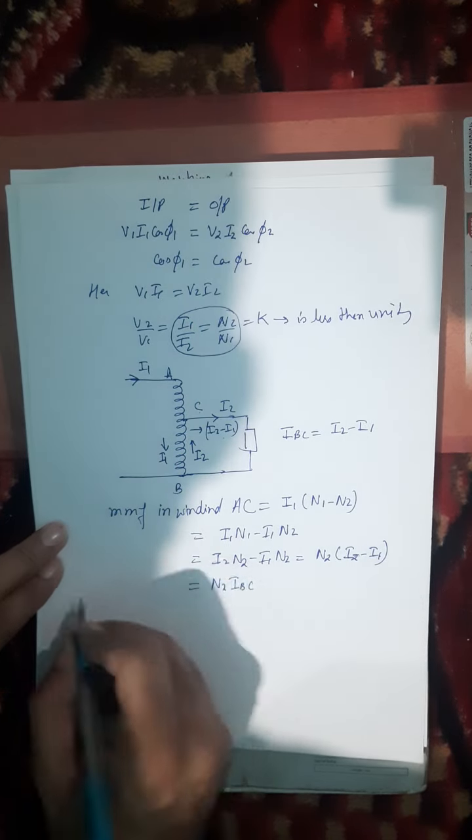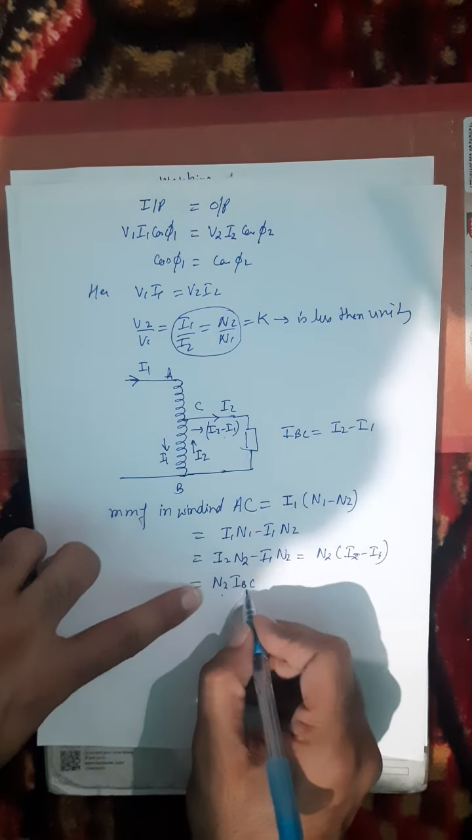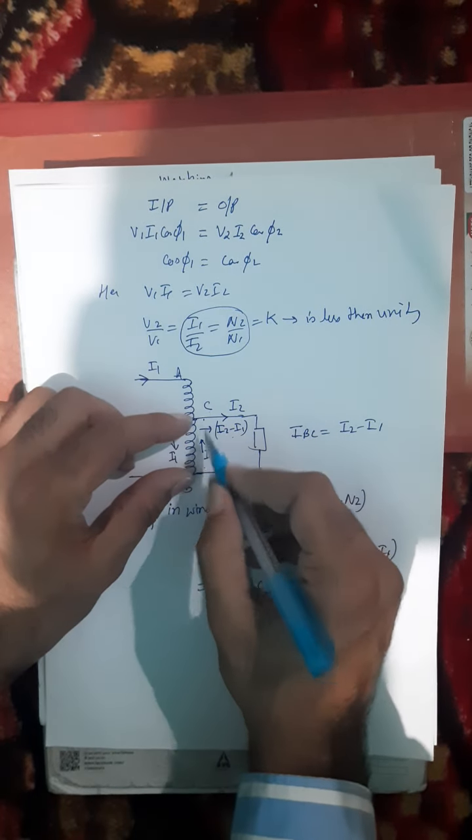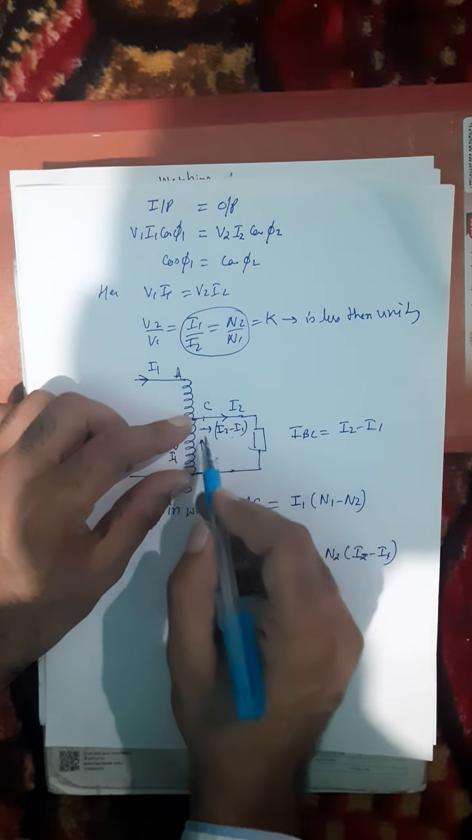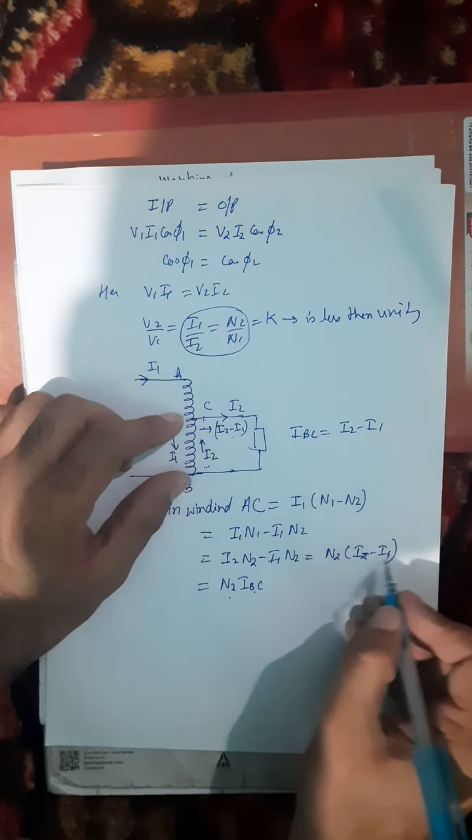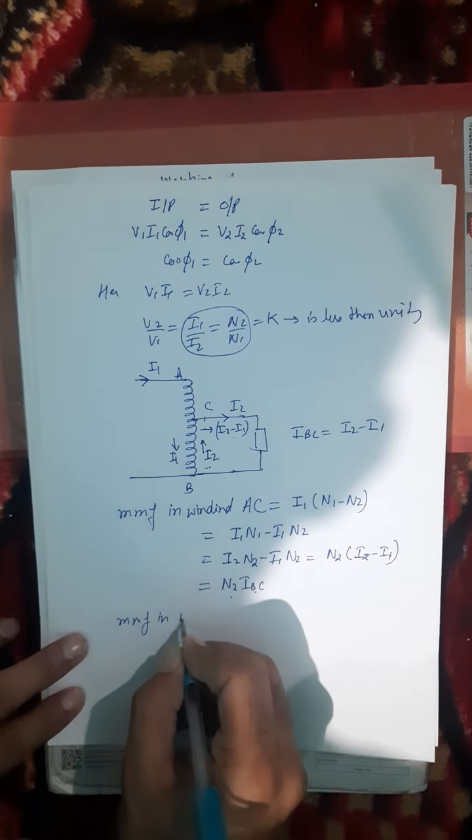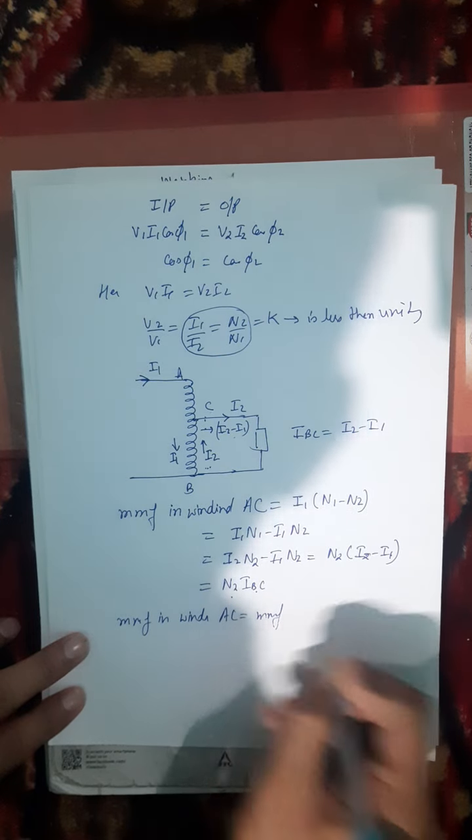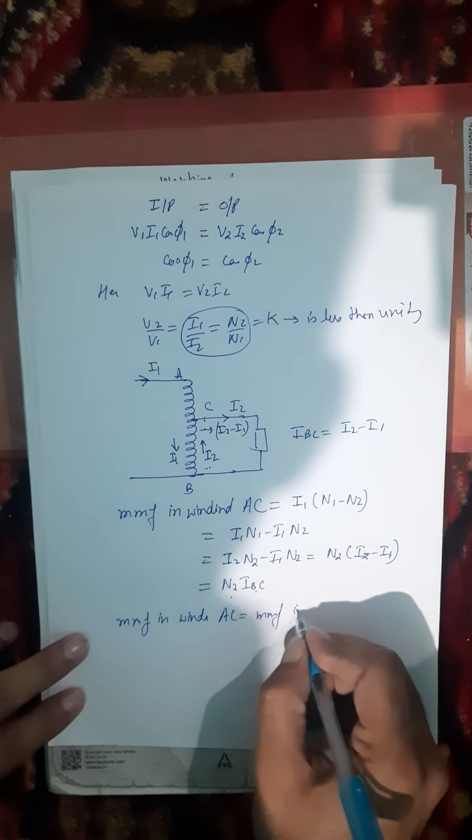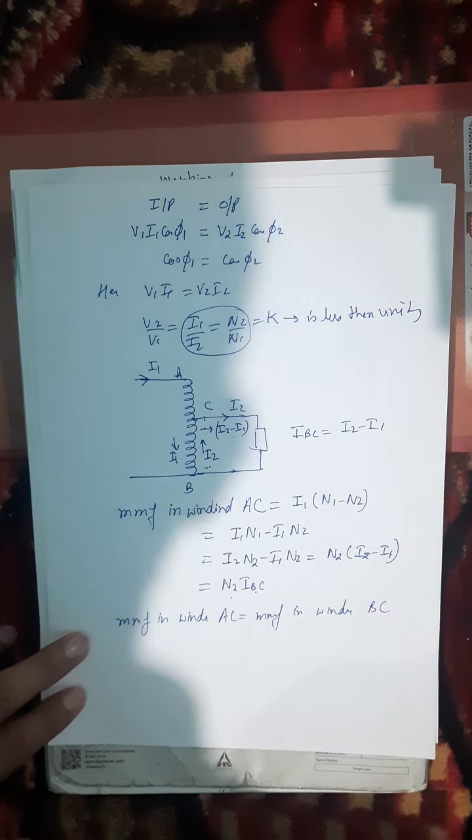MMF in winding AC is equal to N2 into IBC. N2 is the number of turns, and what is IBC? It is the current flowing in winding BC, which is I2 minus I1. So I can say that the MMF in winding AC is equal to the MMF in winding BC.